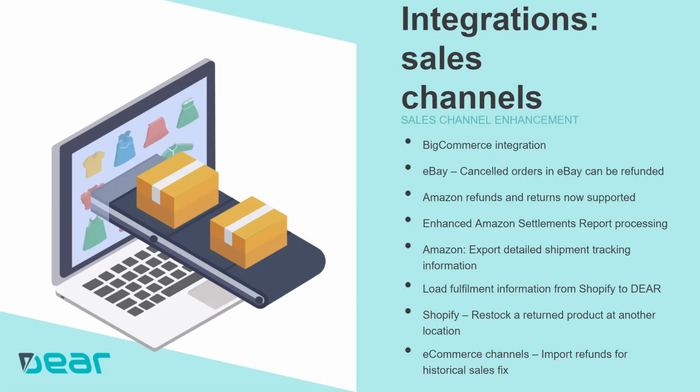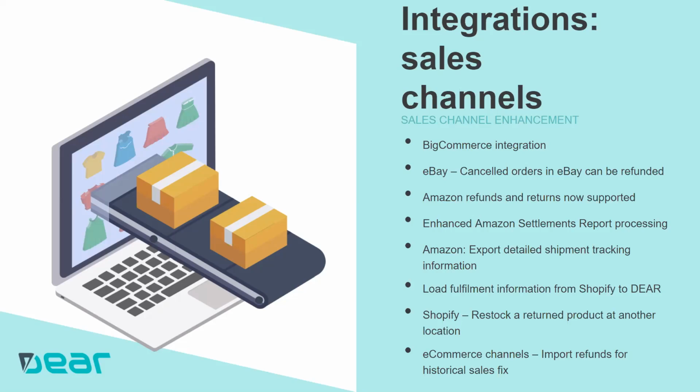The other one is eBay orders. So canceled orders in eBay can be refunded now. Previously, canceled orders in eBay would just cause a void of a sale in Dear. With this new release, for canceled orders, we can pull in the canceled order stage. If there's refund data, we can pull in the refund and automatically apply it to that sales order from eBay, which is a pretty cool enhancement.